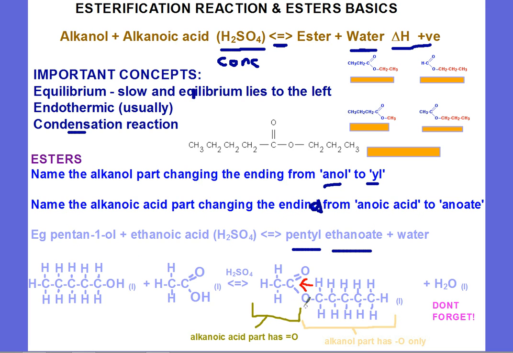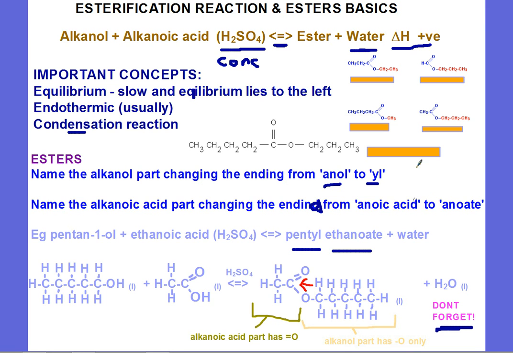The alkanol part only has one single bonded oxygen to it. The alkanoic acid part has the double bonded oxygen. Another way to remember it is you name it according to the arrow. The ester makes it like an arrow shape with these oxygens here. You name it going from, in this case, right to left, but they could draw this ester in any orientation, so you need to be aware of how these two things react to make the ester. And please don't forget to put the water at the end.